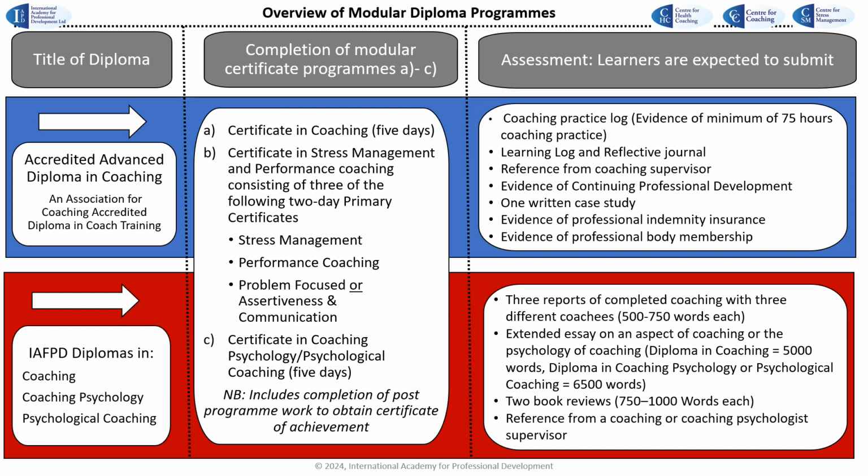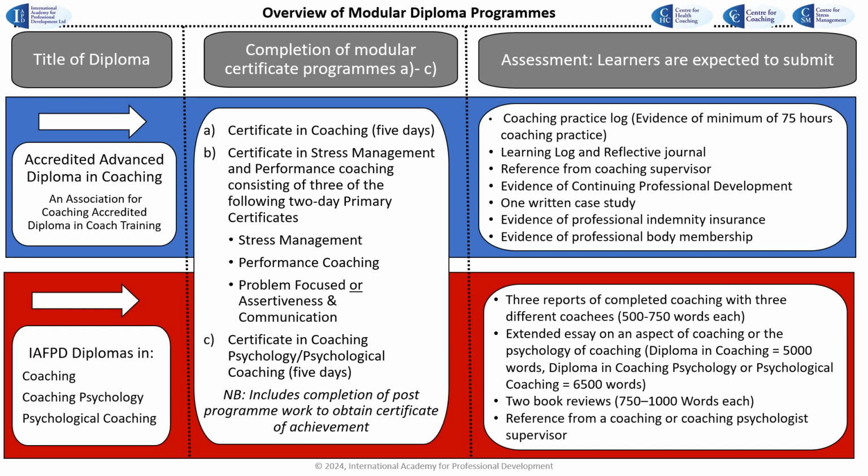Now, for both of those types of diplomas, the completion of modular certificate programmes remains the same. It includes a certificate in coaching, which is a 5-day taught programme, a certificate in stress management and performance coaching, which is made up of 3 of the following 2-day primary certificates: stress management, performance coaching, and then the choice of attending problem-focused or assertiveness and communication. The last 5-day taught programme is the certificate in coaching psychology or psychological coaching. And please note, they include a completion of post-programme work to obtain a certificate of achievement, and that relates to each of the modular certificate programmes mentioned above.